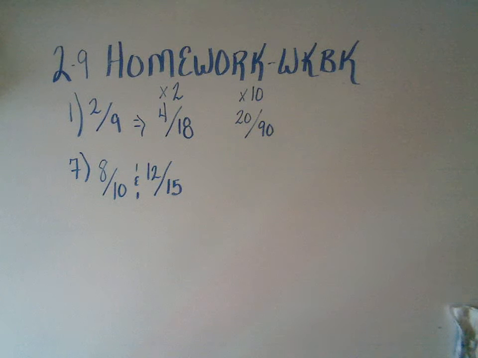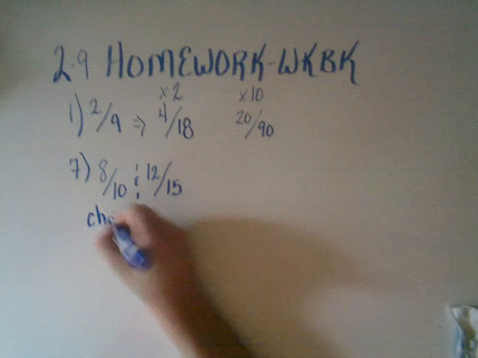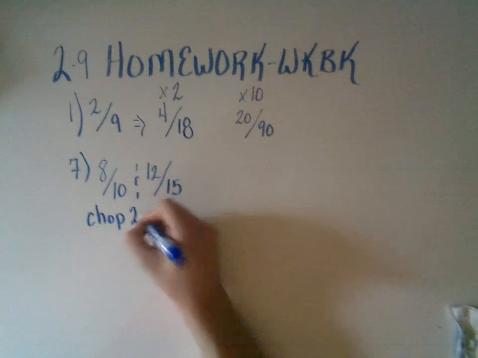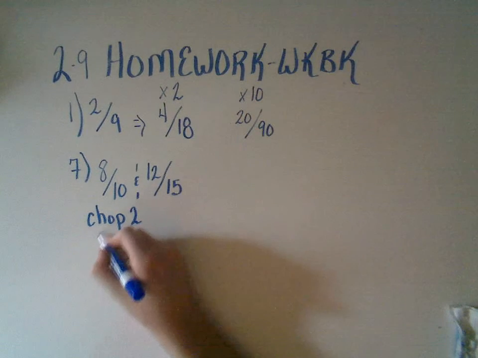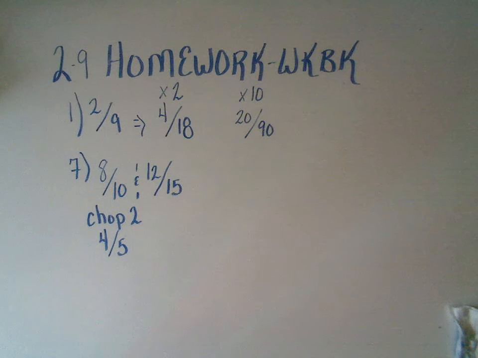What I'm going to do here, because both these fractions, as you can see, can be reduced, is I'm actually going to reduce both of these fractions. With 8/10, I can take a 2 out of both 8 and 10. So I'm going to chop 2 out of that. And again, that means I'm doing it to both the numerator and denominator, and I get 4/5. Now with 12/15, I can chop 3 out of both of those.